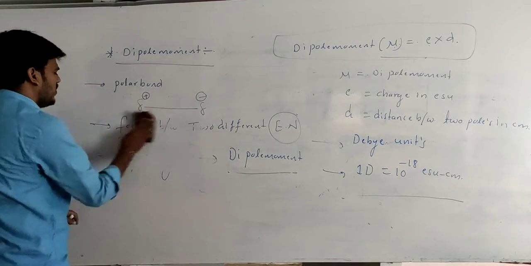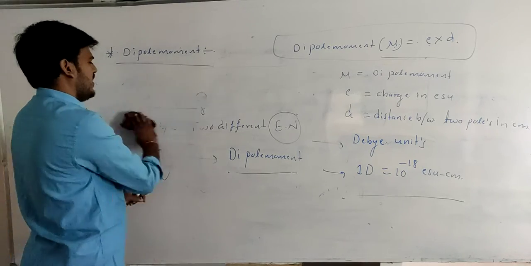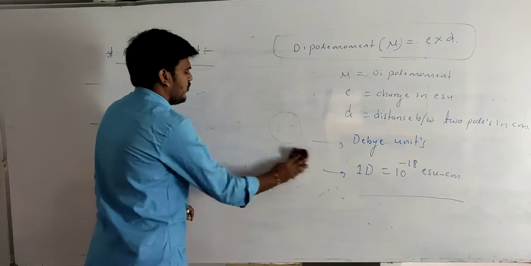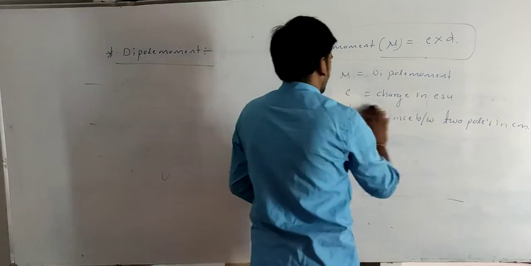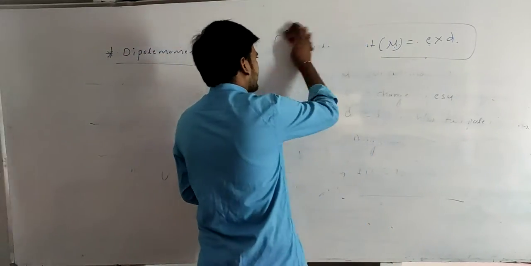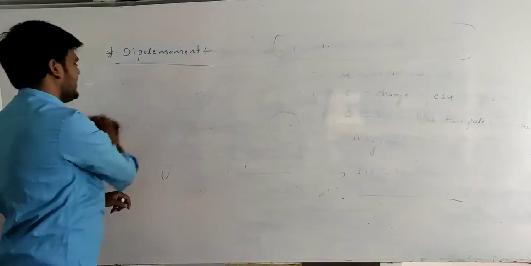So the dipole moment definition: the product of the net positive charge or net negative charge and the distance between two poles in a polar bond is called dipole moment. And dipole moment is expressed in Debye units. One Debye unit is equal to 10 to the power of minus 18 electrostatic unit centimeters.